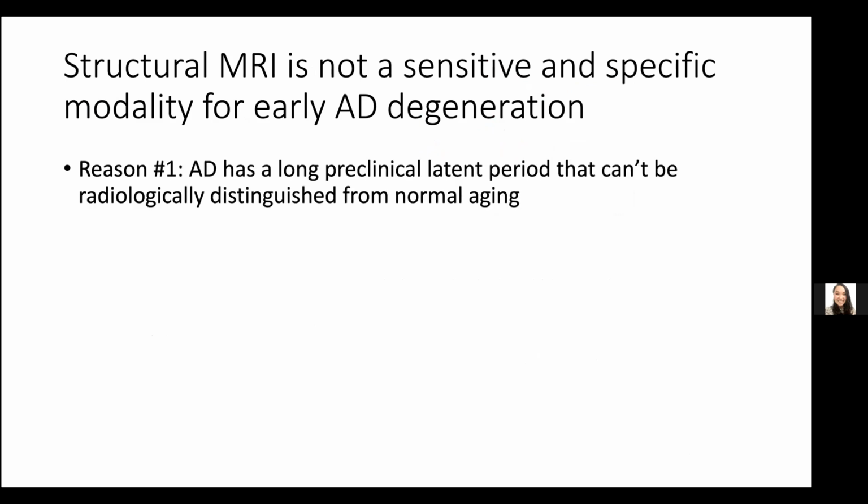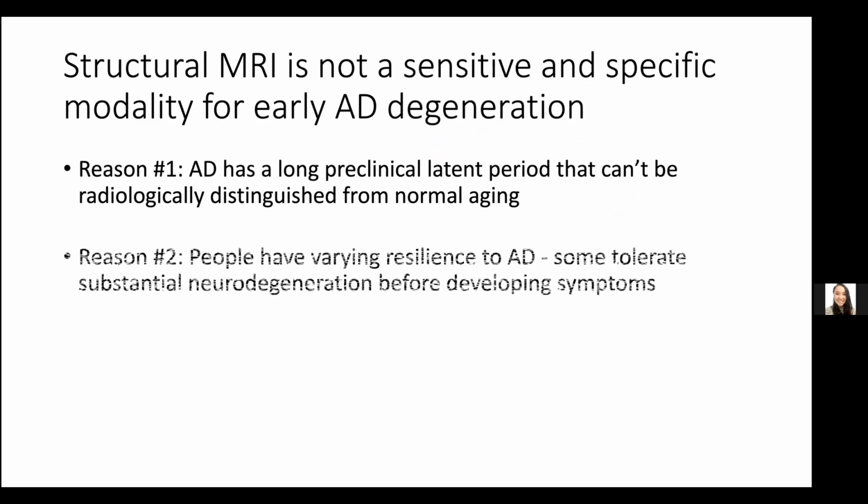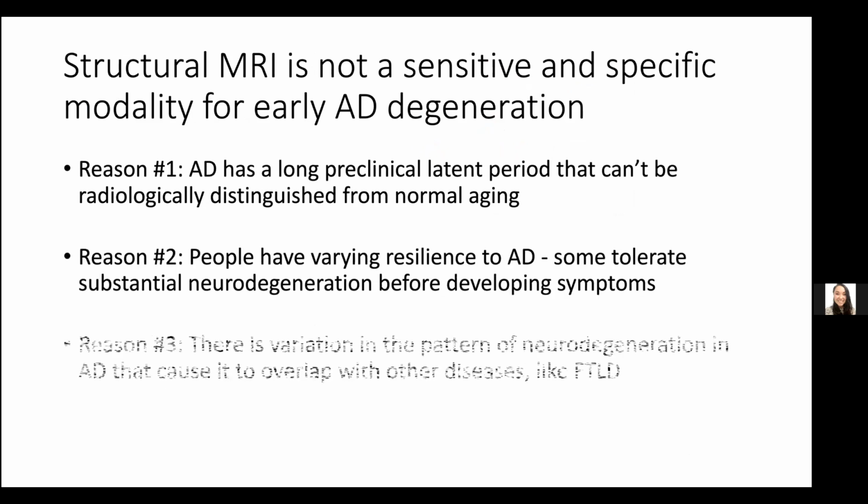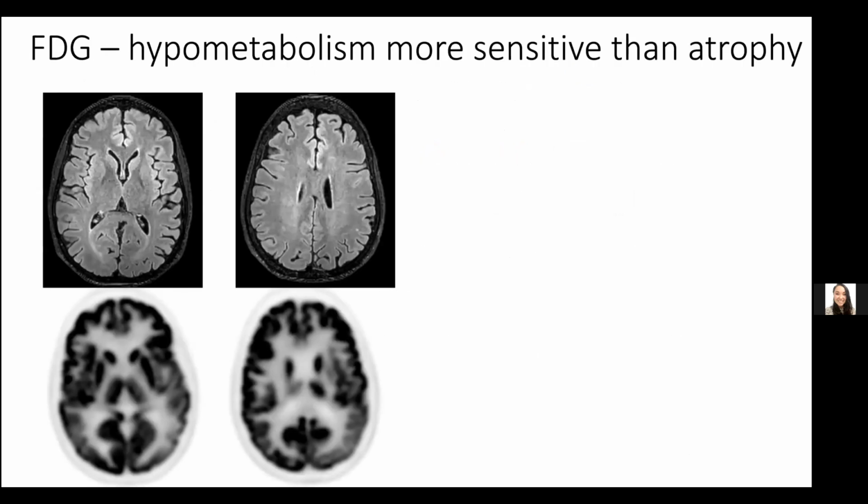So we've just gone over the three reasons that structural MRI is not particularly sensitive and specific for early AD degeneration. So this is why we use PET modalities in many cases. Metabolic PET with FDG, or fluorodeoxyglucose, as a tracer is a more sensitive measure of neurodegeneration than MRI. In other words, metabolism in tissue will decline before there is structural atrophy.